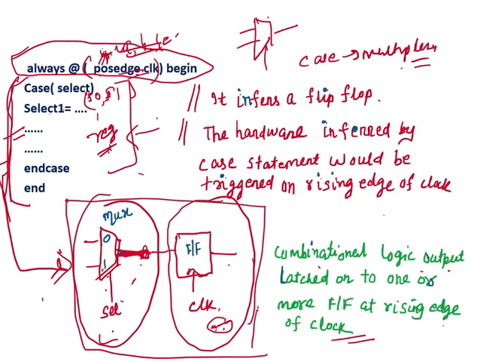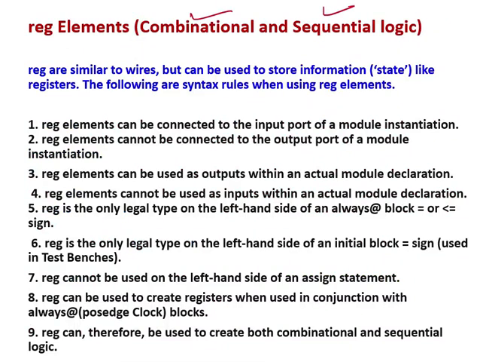But if you write positive edge of clock, then definitely it is a sequential design, right? Positive edge of clock comes with sequential design, and if it is some signal other than a clock or some sequential triggering signal, then it is a combinational circuit. So reg can be used for both combinational and sequential design. That you have to remember.